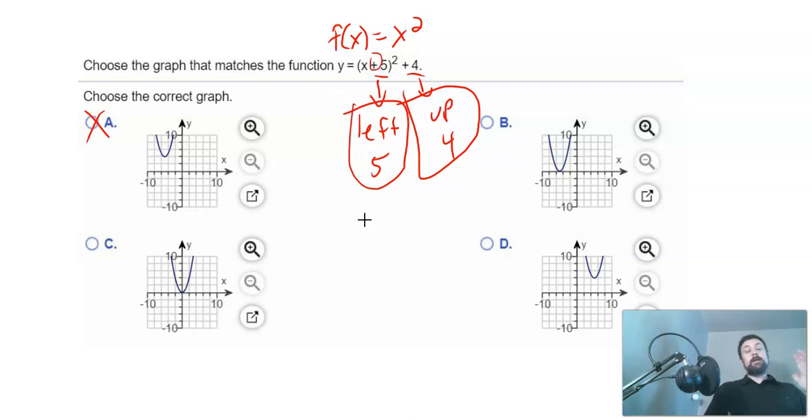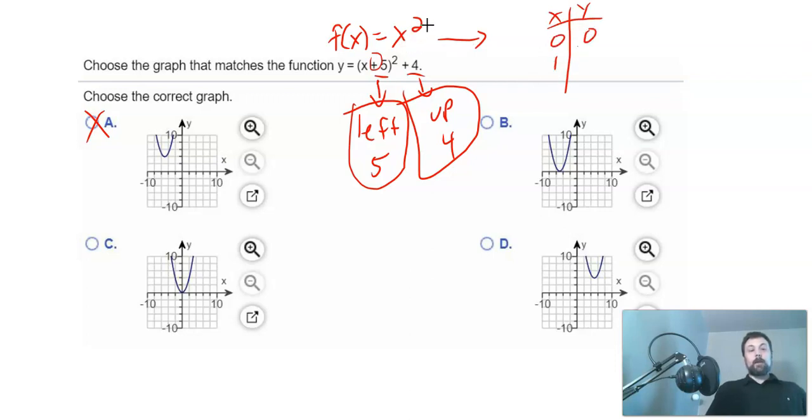Now let me take a moment, because I keep talking about it. Let me go ahead and explain why plus 5 will shift the graph to the left 5. To do that, you have to think about the basic function, right? And the points that work on this basic function. So we have 0, 0.